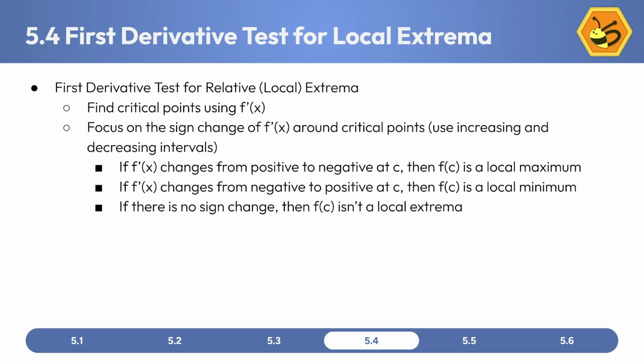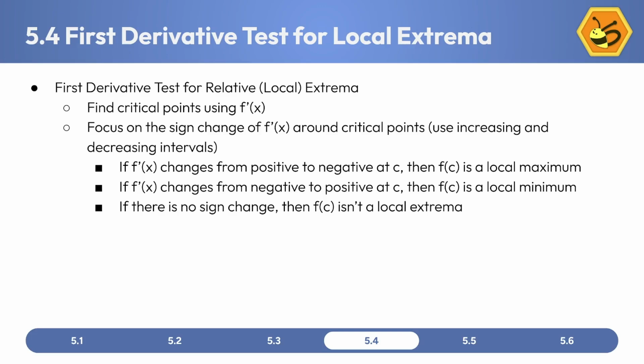The reason we went over finding increasing and decreasing intervals is for this test. The first derivative test is to find relative or local extrema. The first step is to find our critical points, and then we use the skills from the previous topic to find on what intervals our function is increasing and on what intervals it is decreasing.